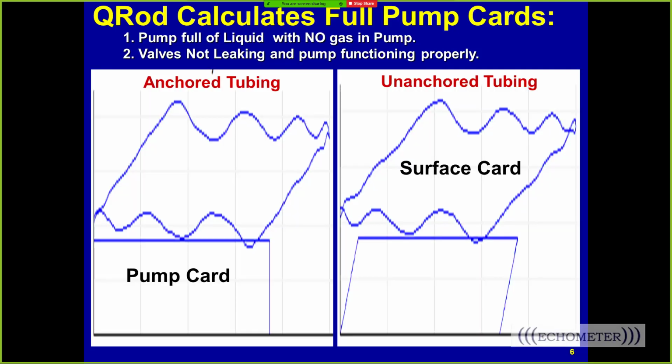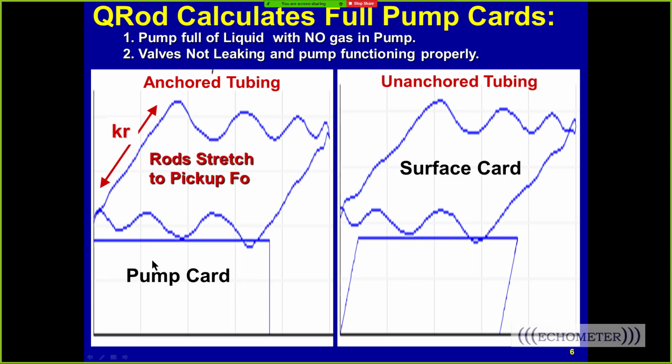And so this is an output from QRod. QRod is simple, so it only assumes that the pump is filled with liquid. And so these pump cards are full of liquid. And this is anchored tubing and this is unanchored tubing. And so we calculate the effects of a full pump. The pump's working properly, there's no gas in the pump, and we calculate the surface loads based on either anchored or unanchored tubing.